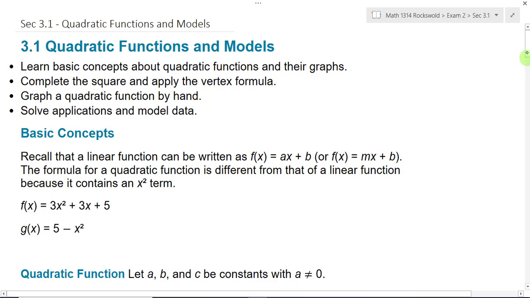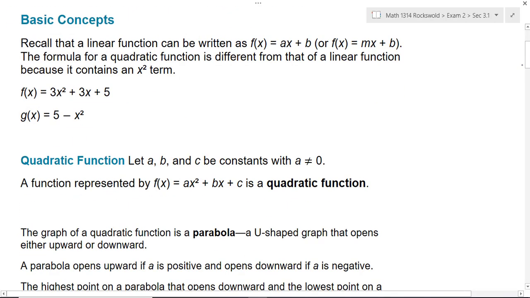So some basic concepts. Recall that a linear function can be written as f of x equals ax plus b, or you could write mx plus b, where m would be the slope. What makes this function linear is the fact that x is raised to a power of 1. In a quadratic function, you have x being squared. So you could have f of x equals 3x squared plus 3x plus 5, or g of x equals 5 minus x squared. Here you have both an x squared and an x term. Here you just have the x squared term. What makes the function quadratic is the fact that the x is being squared.